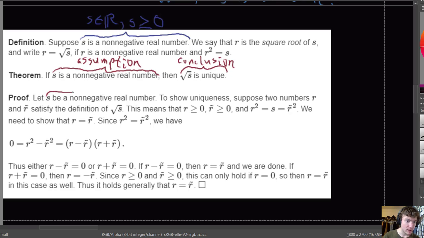So this is restating our assumption, but it's also setting notation. What do I mean by that? I mean that in addition to telling us that we're starting with this non-negative real number, this is declaring a variable S. So this is just like if you're programming in a language like C++, where you have to declare a variable by saying int a.